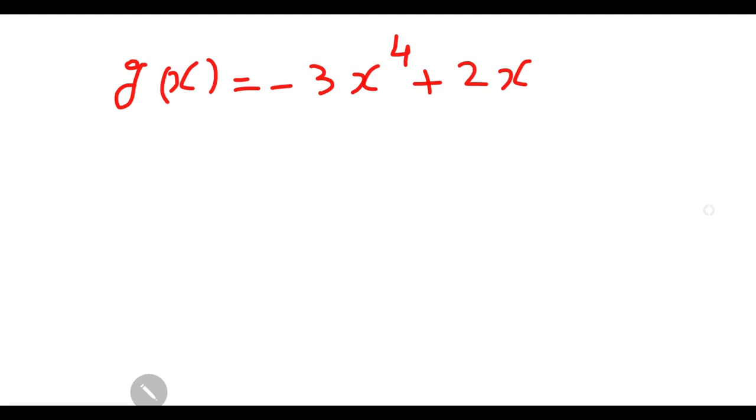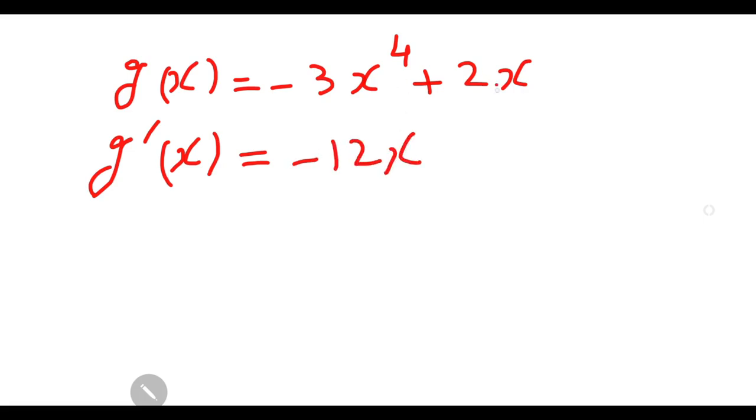So apply the power rule. The first derivative of g(x) is going to be 4 times 3 is 12, negative 12x, the power decreases by 1 and becomes 3, and plus the derivative of 2x, which will be 2. So this is my final answer.